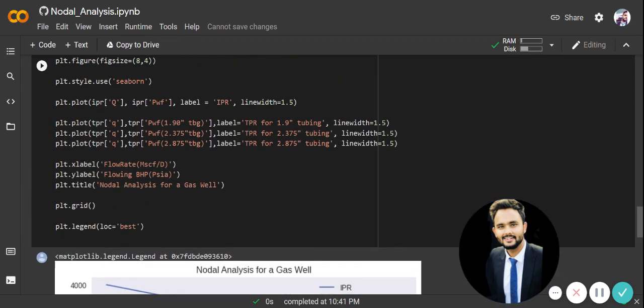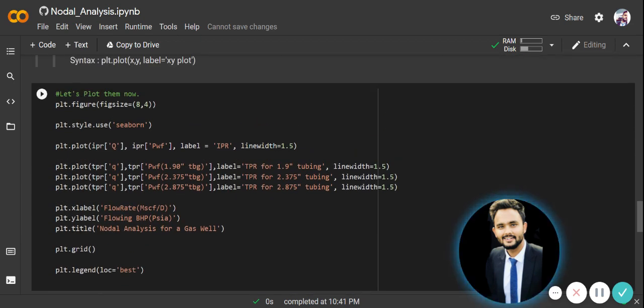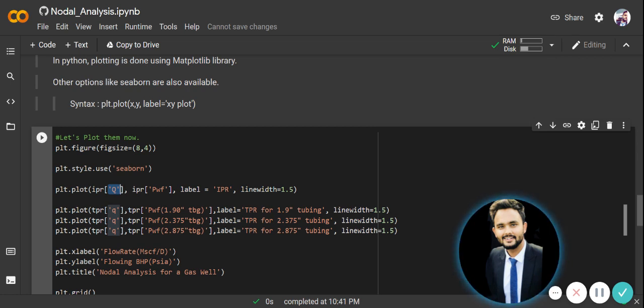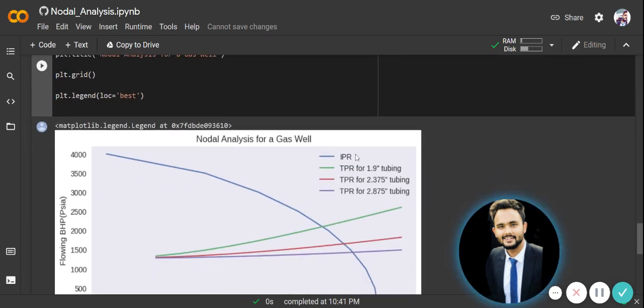Now plt.plot IPR Q. It's like calling the Q flow rate from the IPR and the pressures from the IPR dictionary. You remember from the Python playlist that you can call the values of a dictionary by mentioning the keys inside the square brackets, right? So Q is a key of the dictionary, and Pwf is also a key, and it brings out the exact values. Line width you can provide as a parameter, 1.5 over here. You can provide a label as well, and you can see this label is coming over here.